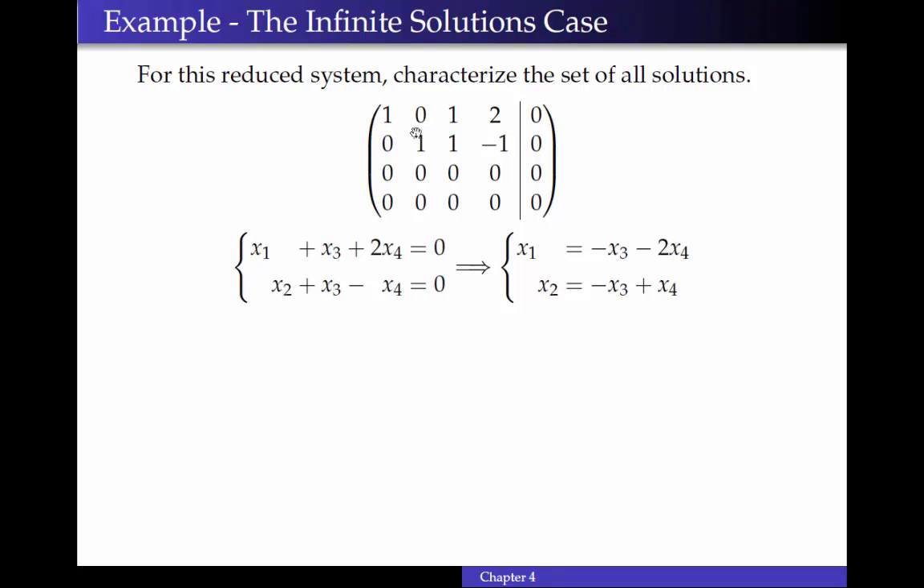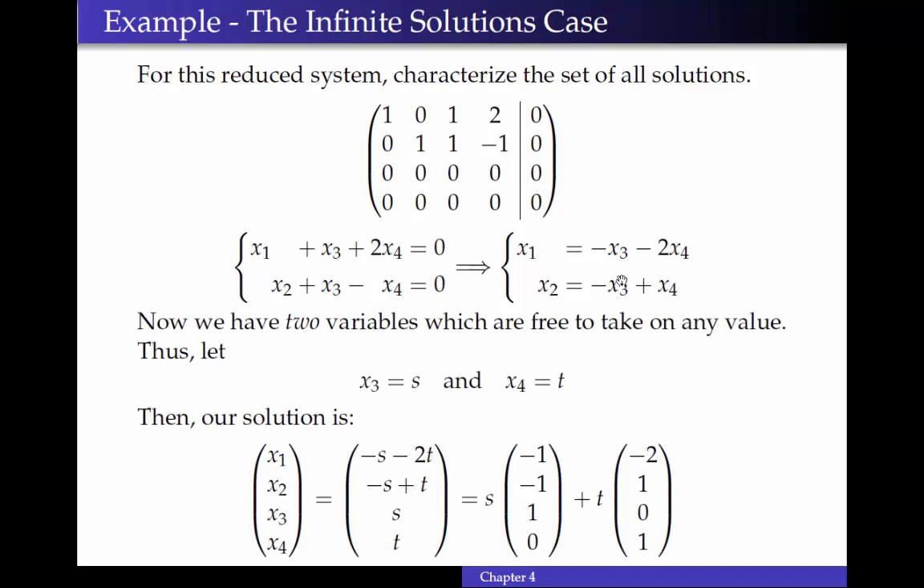Again, these are the variables that correspond to the pivot elements. I have the x1 pivot and the x2 pivot. These are actually called the basic variables. I can write those 2 variables in terms of the others, in terms of x3 and x4. So x3 and x4 are both free variables. So I have 2 variables which are free to take on any value, and they will determine the 2 basic variables, x1 and x2.